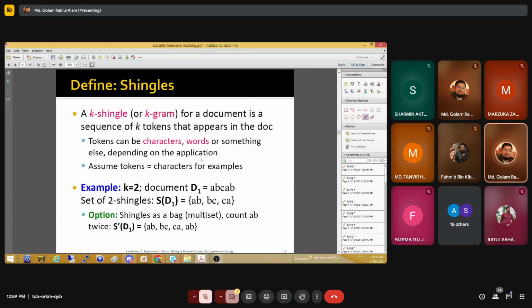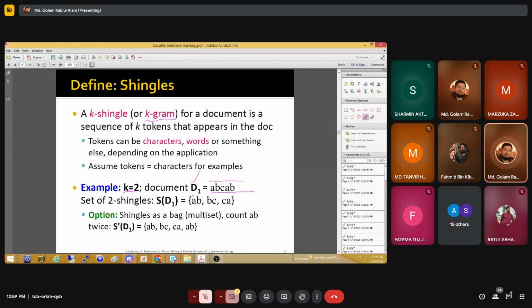Like if we have a document that is called D1, and in the document we have the text A B C A B. Then if we want to find out the shingles of two items, usually we call it K gram, K equal to 2 gram. So on that case, what will be the shingles for that?